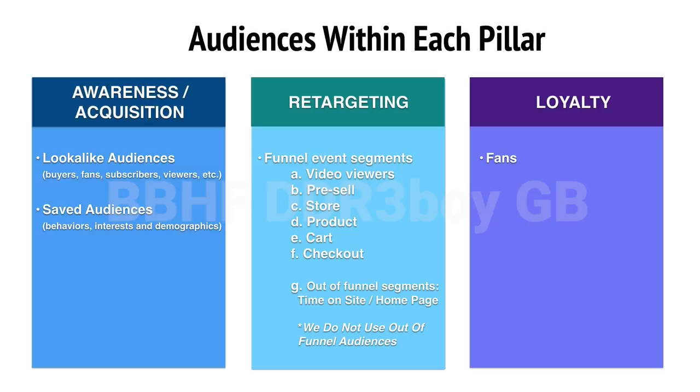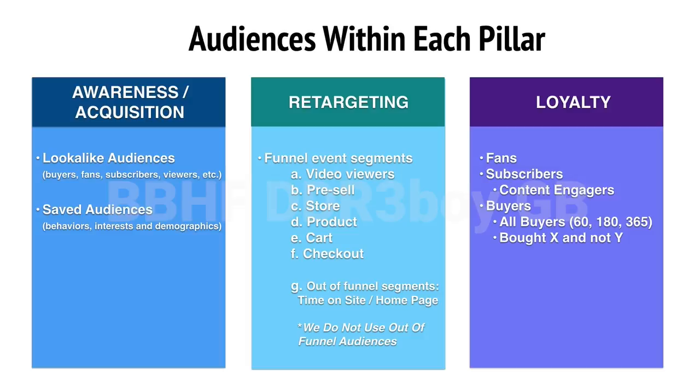And in our loyalty campaign we're going to be targeting fans, subscribers, people who've engaged with our content, buyers in particular, people who've bought in the last XYZ amount of days, people who bought X and not Y, and our top customers. And we're going to start with bought X and not Y because of how profitable it is. And in the loyalty pillar, we're actually going to have two different campaigns because we're going to have two different objectives. One objective is going to be video views and the other objective is going to be conversions. I'll show you what I mean when we actually set this up in this video.